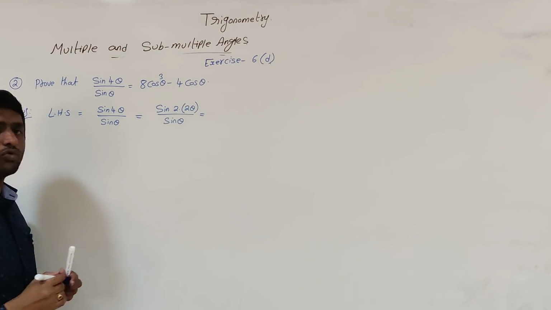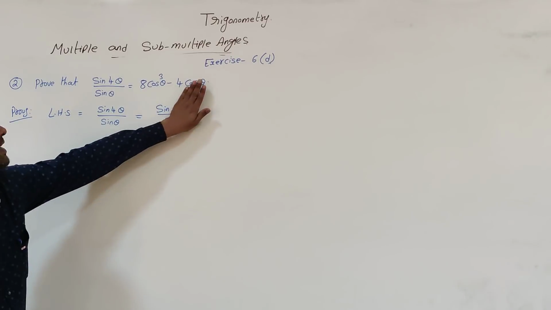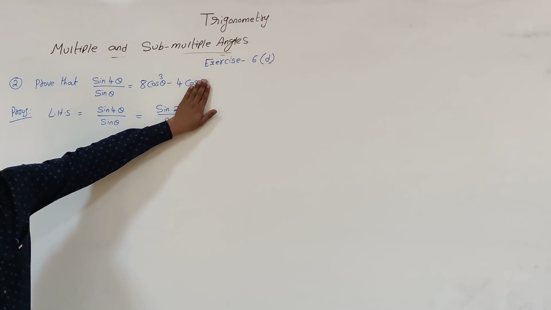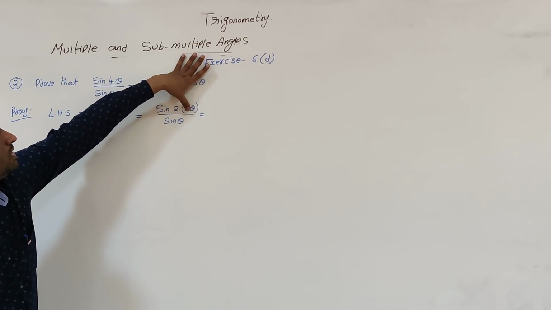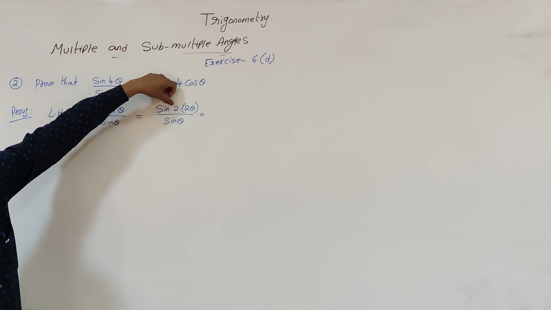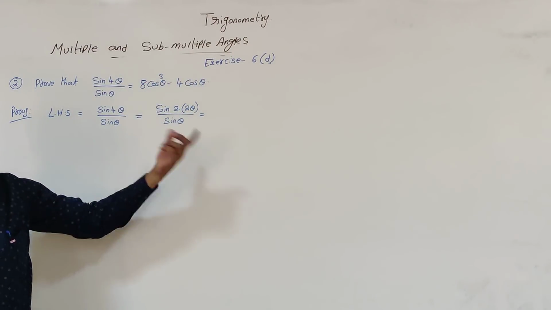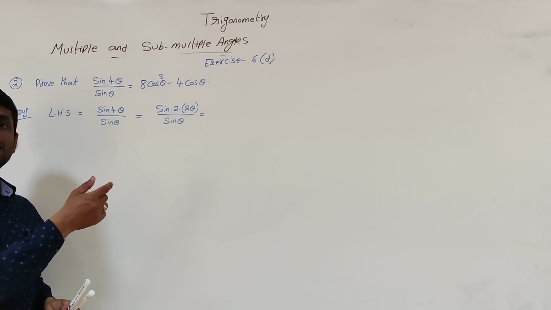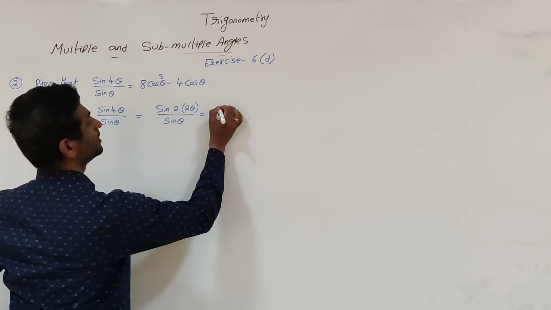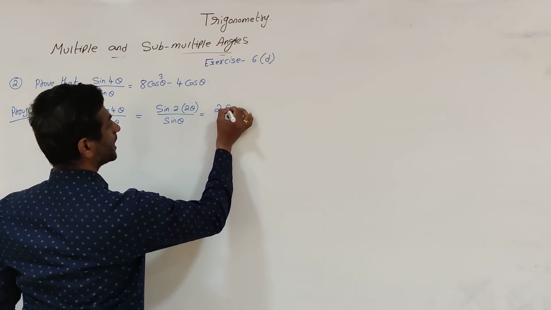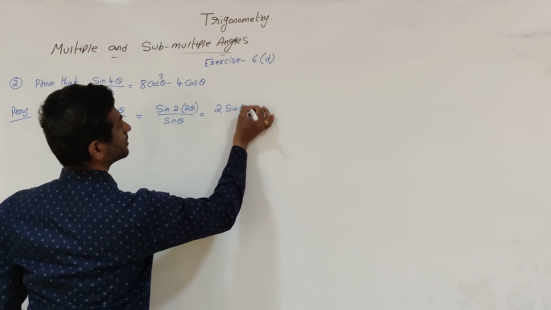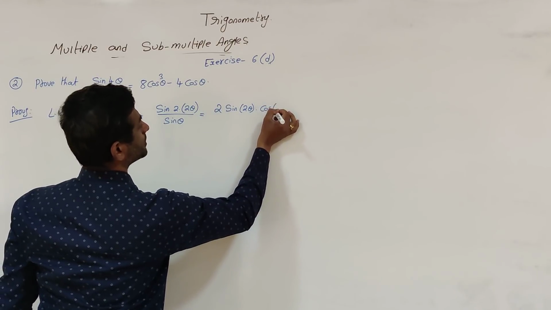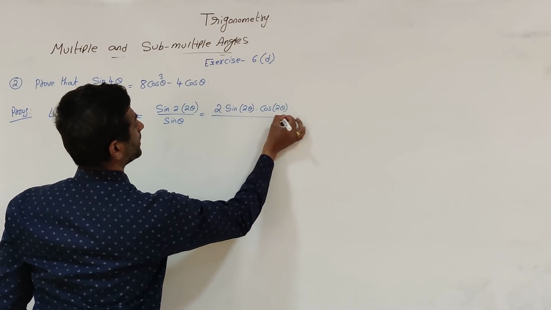So it is like what form? Sin 2 times, assume that 2 theta is A. So this 2 theta is A. Then sin 2A. What is sin 2A? It is 2 sin A cos A. But replace A with 2 theta. So it will be 2 times sin 2 theta into cos 2 theta by sin theta.